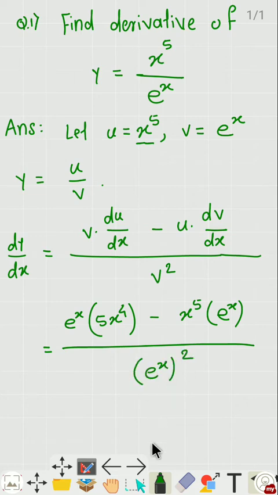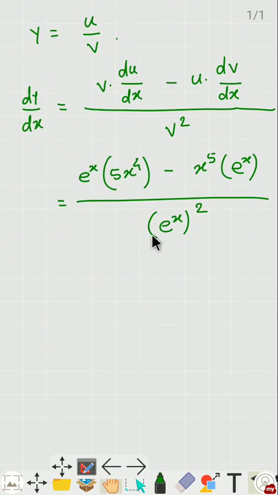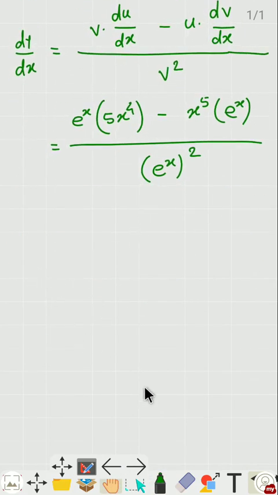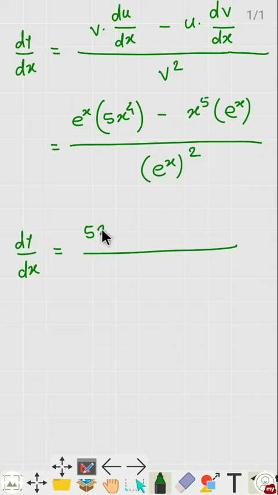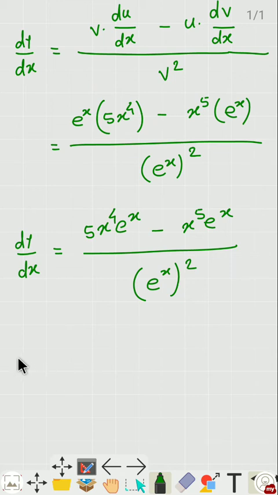So finally we write the derivative of y with respect to x after simplification. dy by dx is equal to, just try to simplify this. This is 5 times x raised to 4 into e raised to the power x, minus x raised to the power 5 into e raised to the power x, and e raised to the power x square. Again we can simplify this.